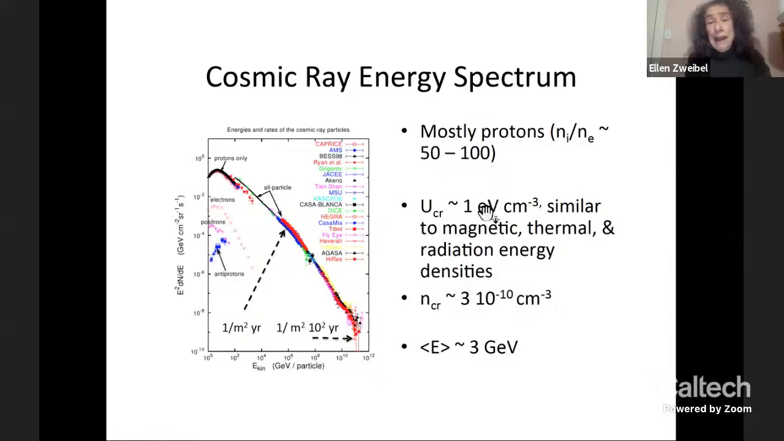The energy density in cosmic rays in the Milky Way is about 1 eV per cubic centimeter, which is similar to the magnetic, thermal, and radiation energy densities. Is there some profound significance to this? I'll address that, I think, on the next slide. The number density of cosmic rays is very tiny compared to the mean density of interstellar gas, which is about 1 per cubic centimeter. And the mean energy of a cosmic ray is a few giga electron volts.